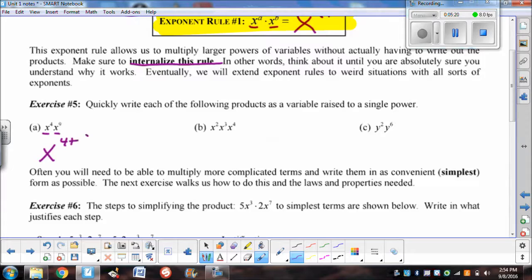So with this one, we've got like bases, and it's multiplication, so this becomes x to the 4 plus 9, which is x to the 13th. I'm going to let you do b, and then this one becomes y. They're both like bases, they're both y's, y to the 2 plus 6, which is then y to the 8th.